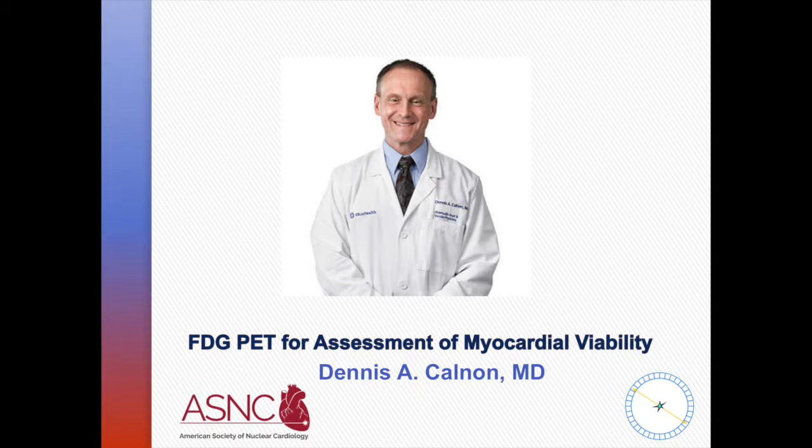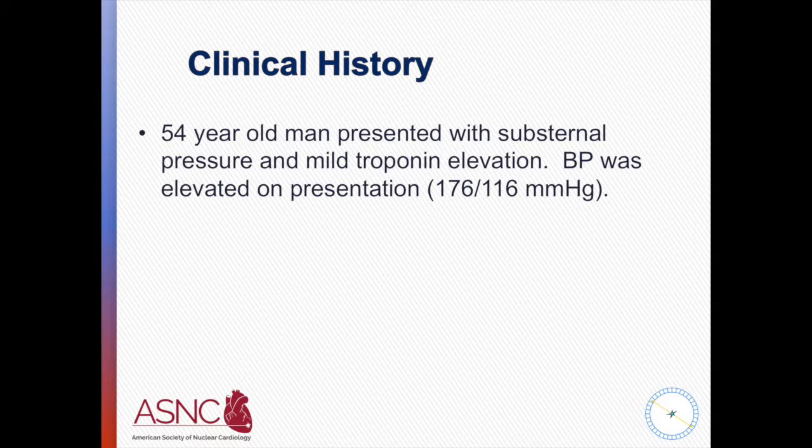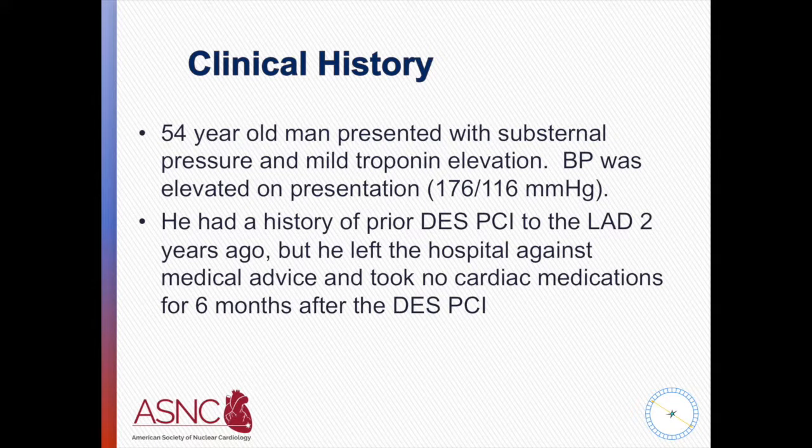It's my pleasure. I'm going to present a case of a 54-year-old man who presented with substernal pressure and mild troponin elevation. Blood pressure was severely elevated on presentation at 176 over 116 millimeters of mercury. He had a previous history of prior drug-eluting stenting to the LAD 2 years ago, but at that time he left the hospital against medical advice and took no cardiac medications for 6 months following the stenting, including no dual antiplatelet therapy, which obviously puts him at risk for stent thrombosis.